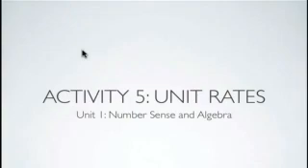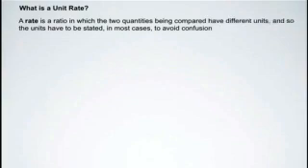So activity 5 will be on unit rates from the first unit, number sense, and algebra. The first thing we're going to ask ourselves is, what is a unit rate? To do that, we need to distinguish what a rate is. A rate is a ratio, but it's a ratio in which the two quantities that you're comparing have different units. So the units have to be stated in most cases to avoid confusion.